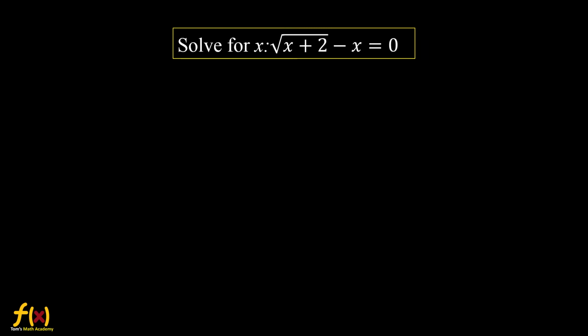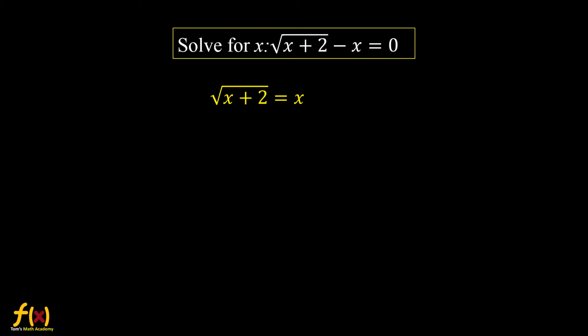Look at this equation. Square root of x plus 2 minus x equal to 0. When we have equations with a square root term, remember the method. We keep the square root term either on the left hand side or on the right hand side. Only the term with square root. So here we modify the equation.